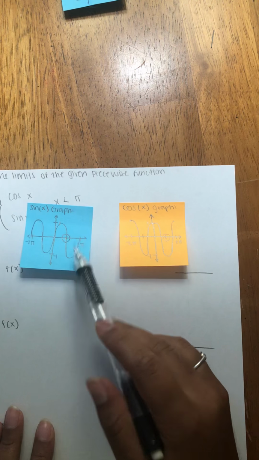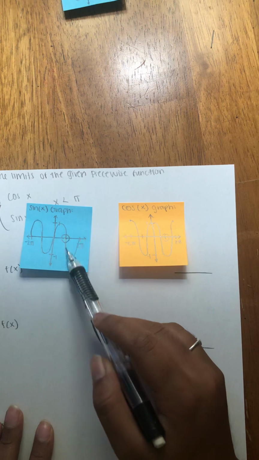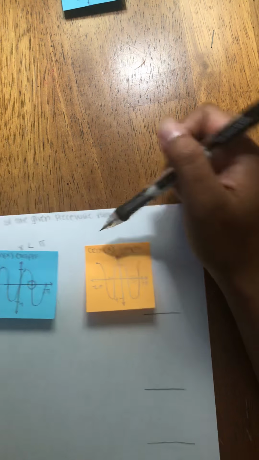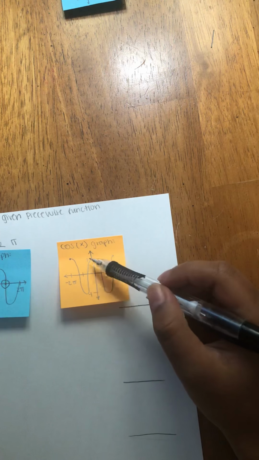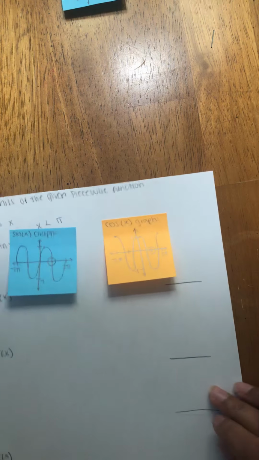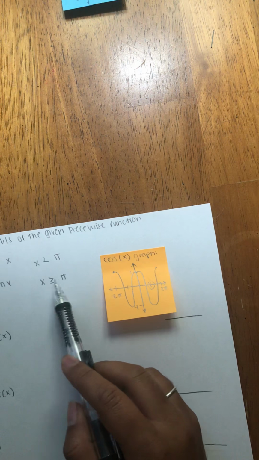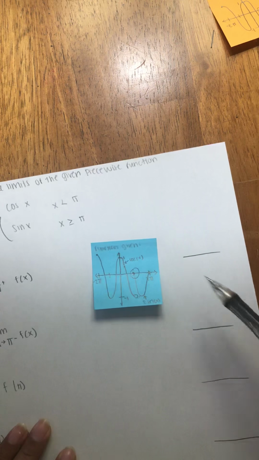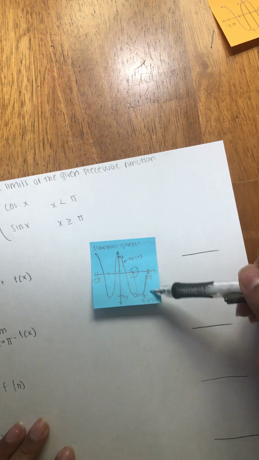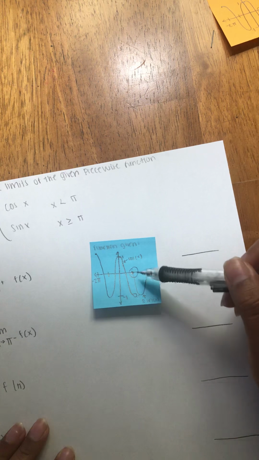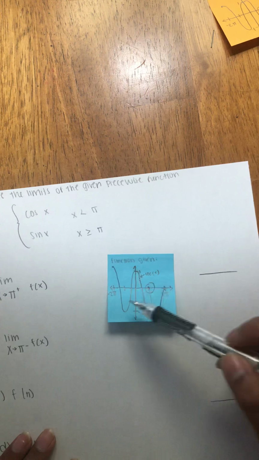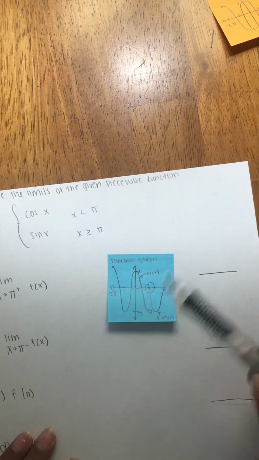As we can see, the sine graph starts at 0, and the period is 2 pi. And the cosine graph starts at 1, but the period is also 2 pi. So it's saying if x is less than pi, then it's a cosine graph. If x is greater than or equal to pi, it's a sine graph. So we have to combine these graphs, and this is what it looks like. At pi, it's a solid dot on the sine graph because it's greater than or equal to, and on the cosine graph at pi, it's a hole.